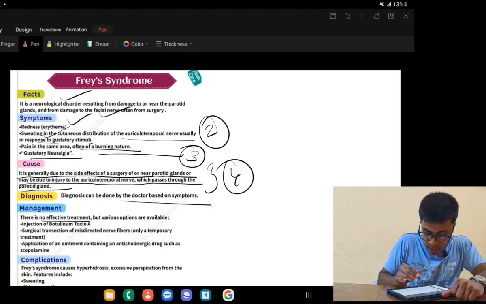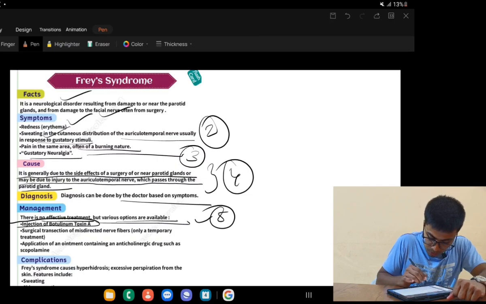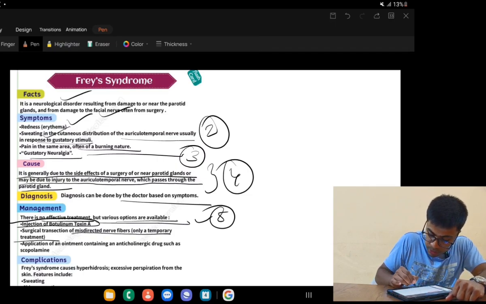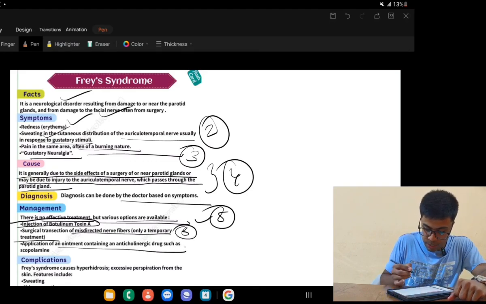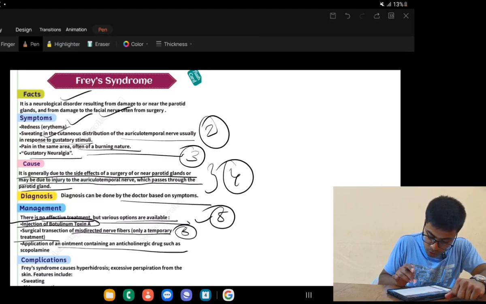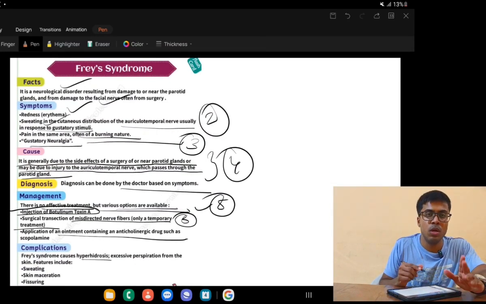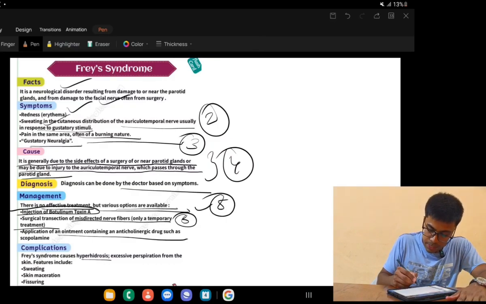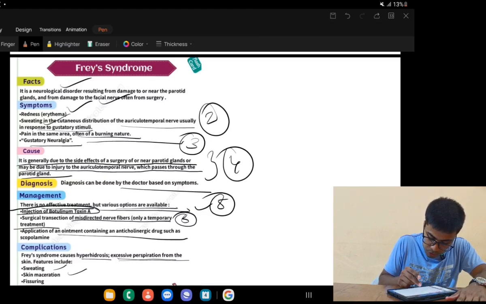Management: there is no effective treatment, but various options are available. Injection of botulinum toxin A. Number 5: surgical transection of misdirected nerve fibers, only a temporary treatment. Number 6: application of ointment can be done, but it's not useful. Complication: Frey syndrome causes hyperhidrosis, that is excessive sweating, excessive perspiration from the skin. Features include sweating, skin maceration, and flushing.